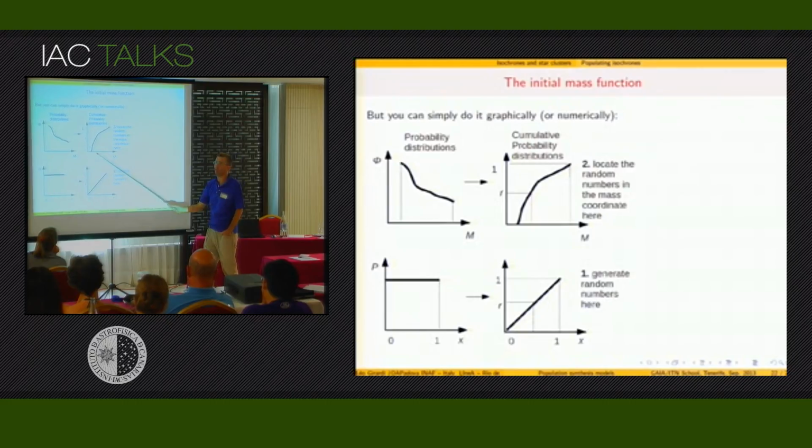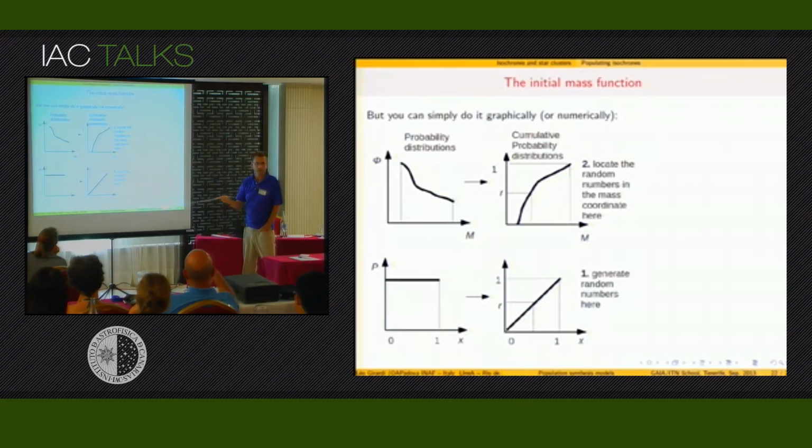It's obvious from the IMF that I have a larger probability of having low mass stars here. Using this procedure, I generate a random number here, go here, and read the mass of the star. I have a low mass star, which is exactly what I wanted. You repeat the process until you reach the desired number of stars.